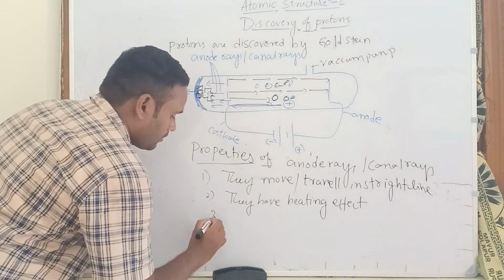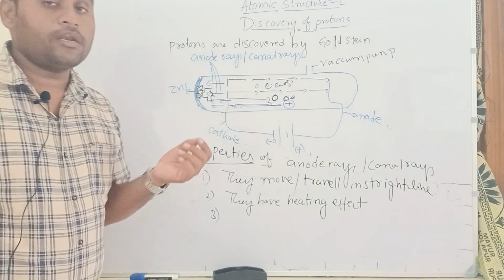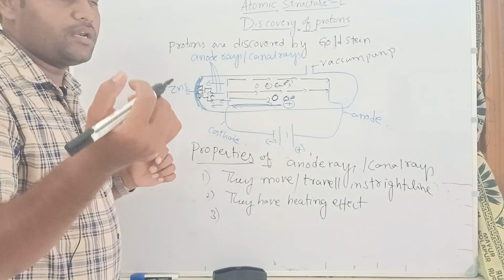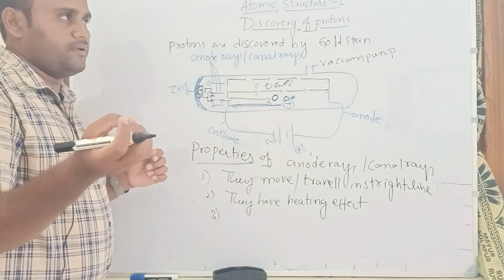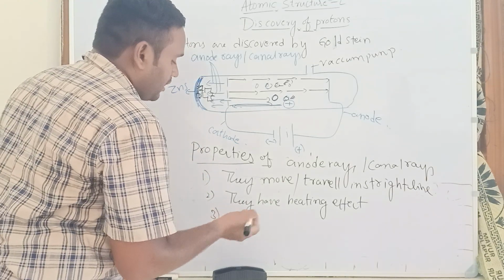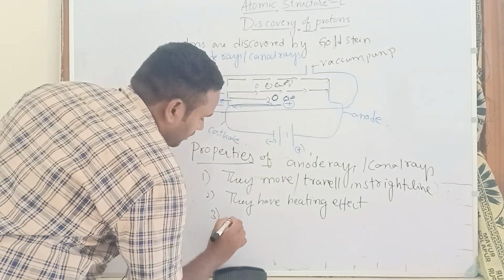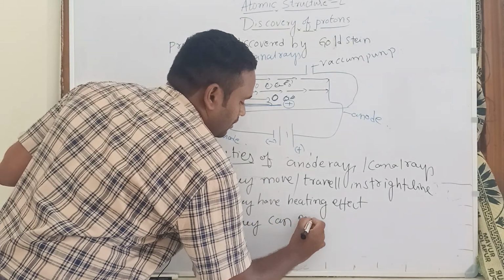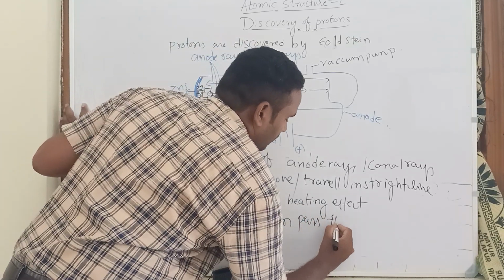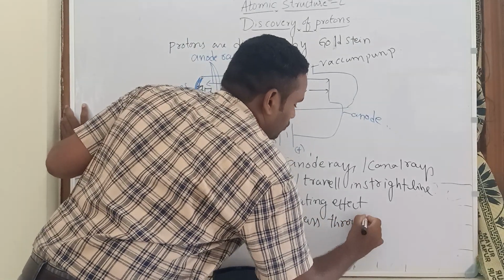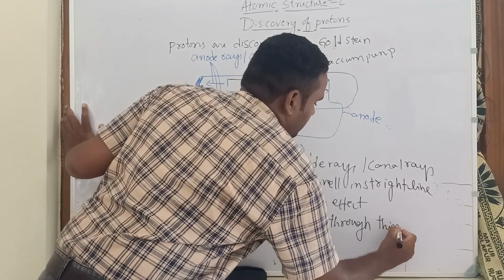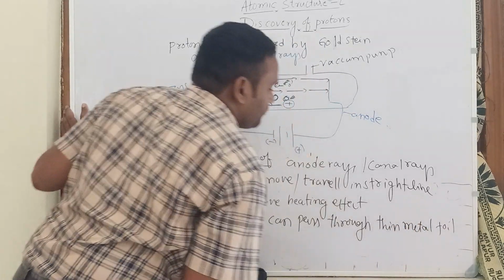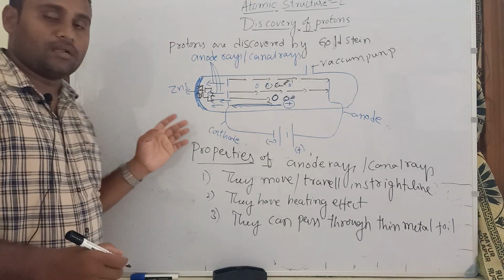Next, they can pass through thin metal foil. When you keep a thin metal foil, which has very little thickness, instead of a thick metal foil, they can pass through it.